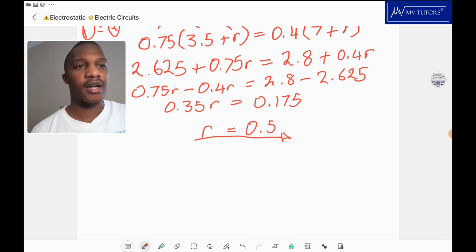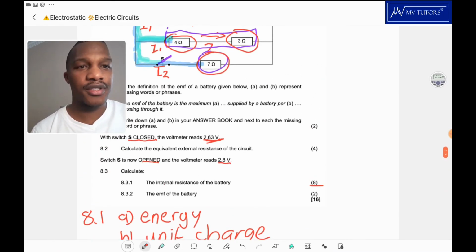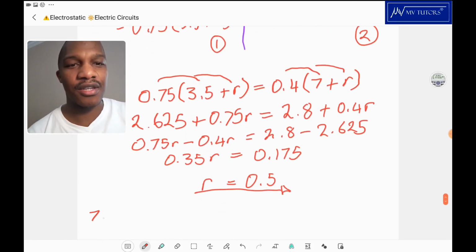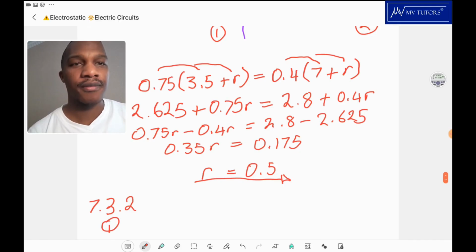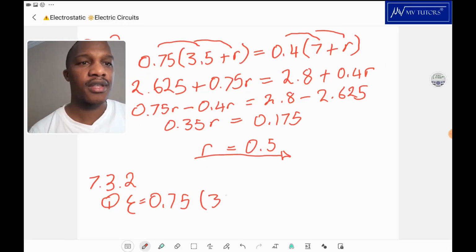All right. What's the next question? Let's go check that out. So we've solved the internal resistance. Now we need to solve the EMF of the battery. Well, we can take any of these equations. We'll take both of them just to demonstrate to you that both of them will work. So let's use equation number 1. Equation number 1 is 0.75, EMF is equal to 0.75 times 3.5 plus, now r, we've solved the r, 0.5.